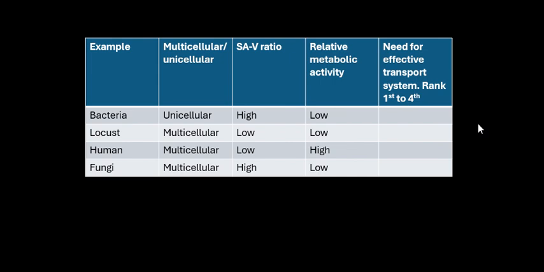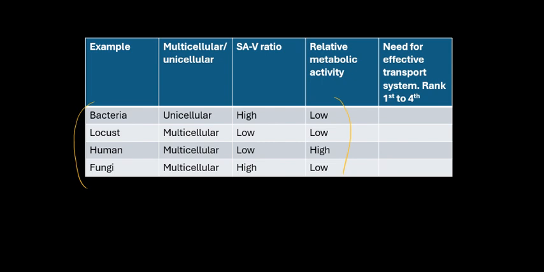So out of the situations you have here, I want you to put 1 next to the transport system. Just pause the video and make a note of 1 next to the organism that you think requires a transport system that needs to be most effective, and 4 next to the organism which does not require such an effective transport system, so ranking 1 to 4. So if you pause the video and have a go at that now.